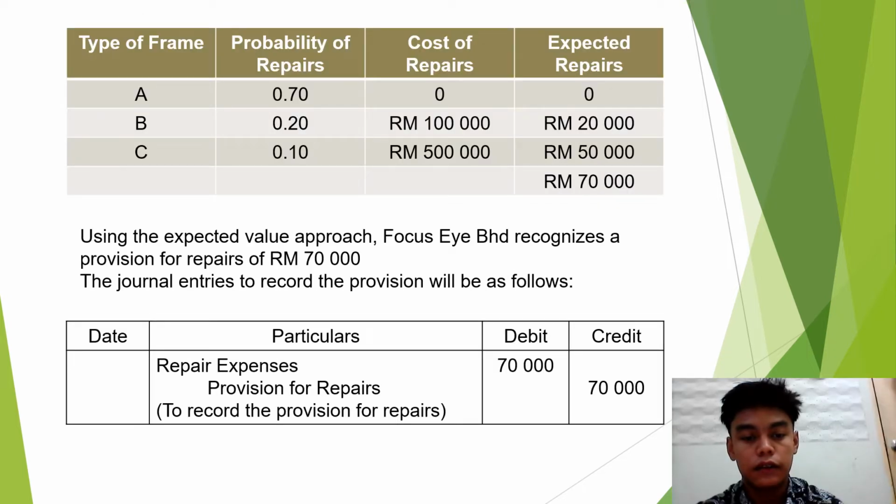Using the expected value approach, Focus I Berhad recognized a provision for repairs of RM70,000. The journal entries to record the provision will be as follows. Particulars: repairs expenses at debit and provision for repairs at credit.